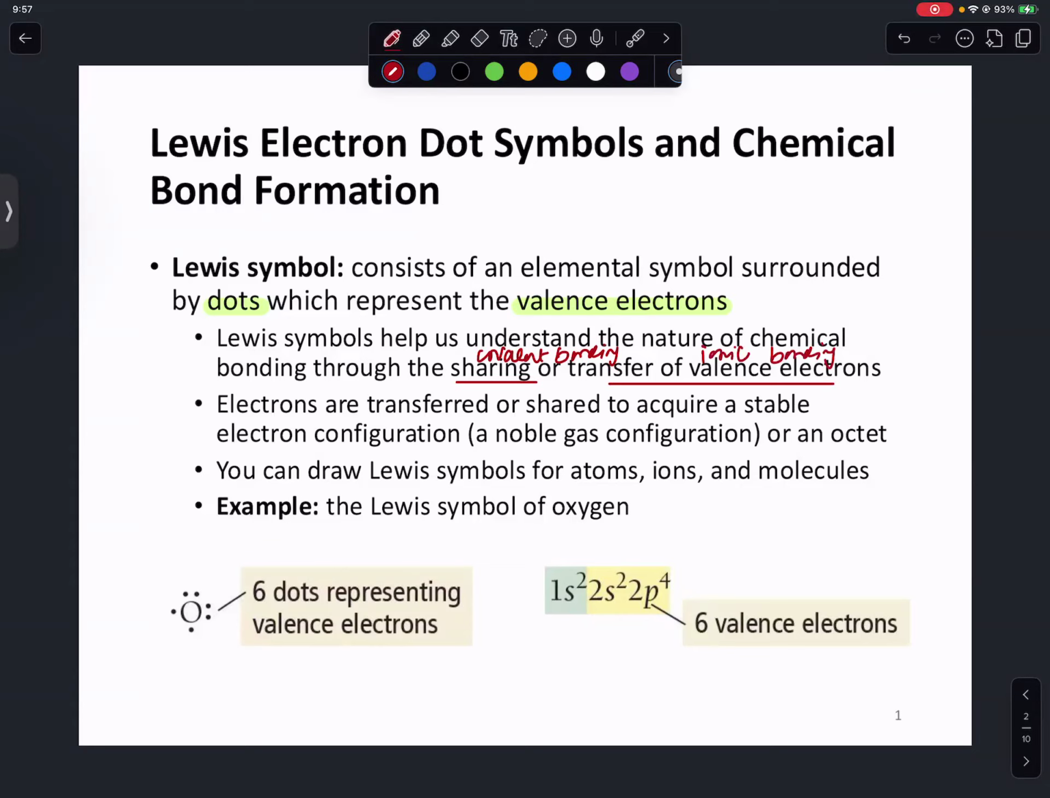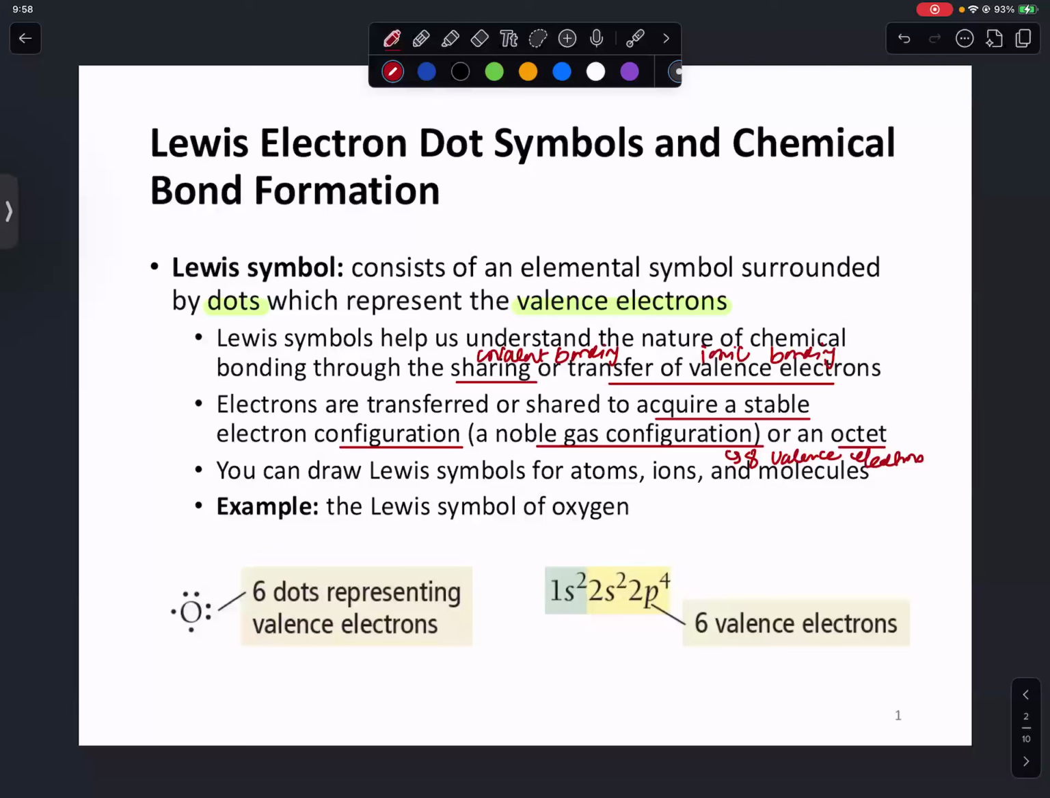Why do electrons need to be shared or transferred? Simply to acquire a stable electron configuration, which is the noble gas configuration, right? Which is 8 valence electrons, also known as an octet.